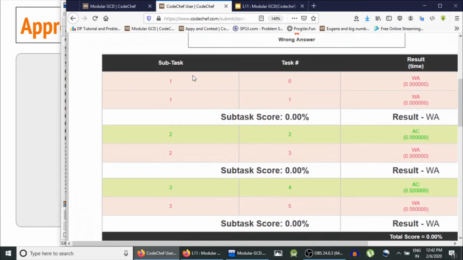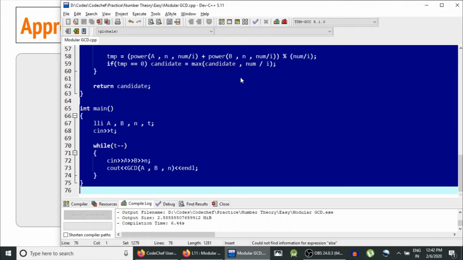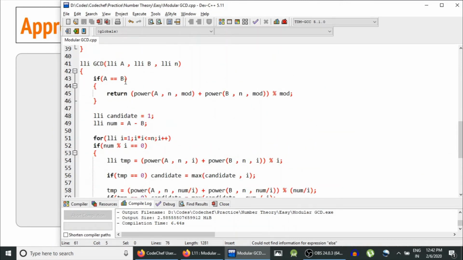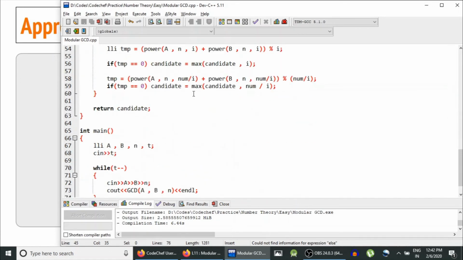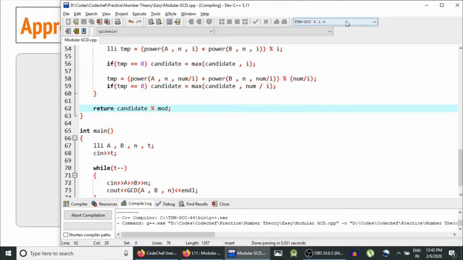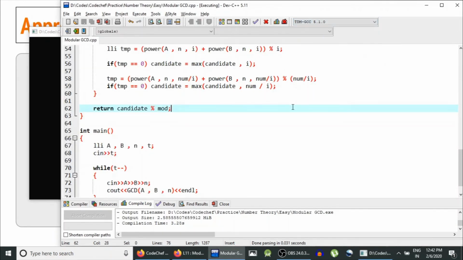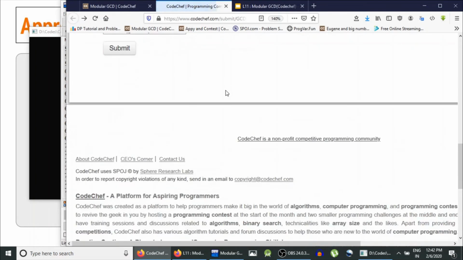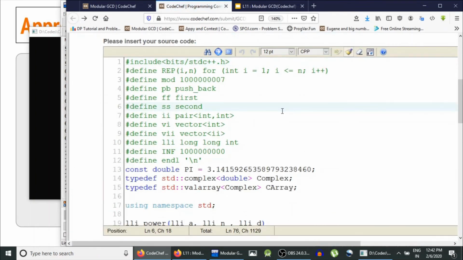See, wrong, there are some errors. I was just worried about it. So if a is equal to b, we have to return a raised to power n modulo 10. Oh, sorry. Final candidate modulo m, 10 to power 9 plus 7, because in the question it is already told that you have to return the result modulo 10 to power 9 plus 7, and that is what we were forgetting here. So we would take it modulo 10 to power 9 plus 7 and then finally submit.